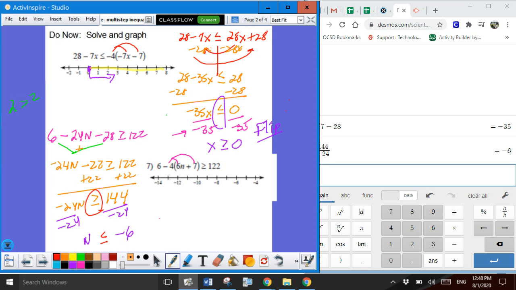Okay, so here's negative 6. I have a closed circle, and I'm going to the left. So my solutions are in here. Okay, so hopefully that kind of gets your head wrapped around more solving. Remember, the only time we flip is if those are negative. So if this would have been 24n is greater than 144, this one would have been a no flip, okay, because that's positive. So that last step determines whether or not we are going to be flipping that sign.